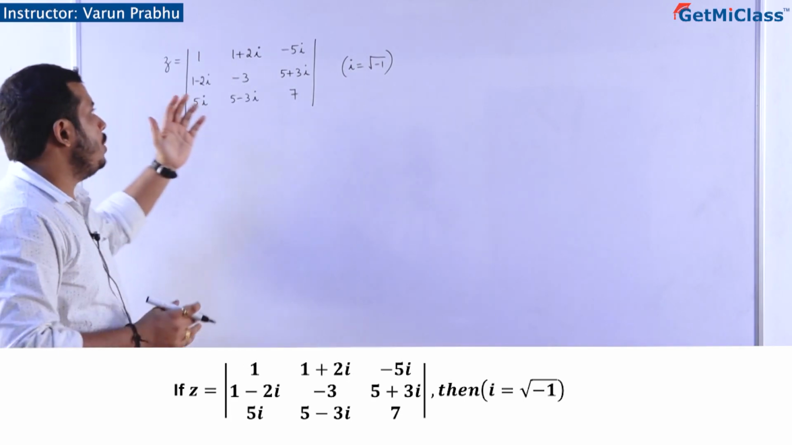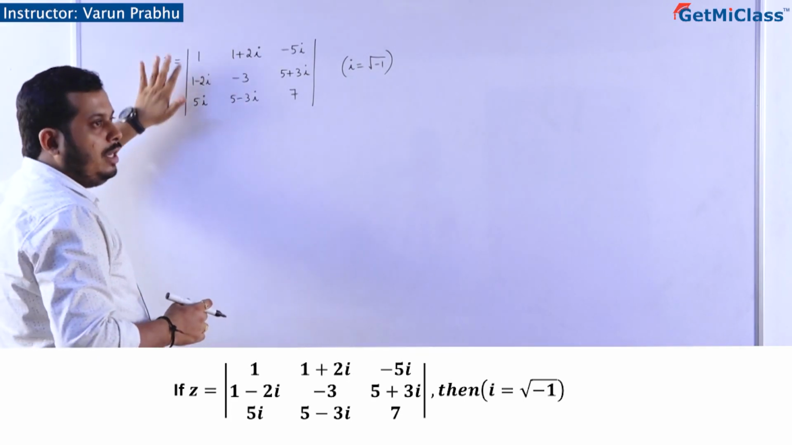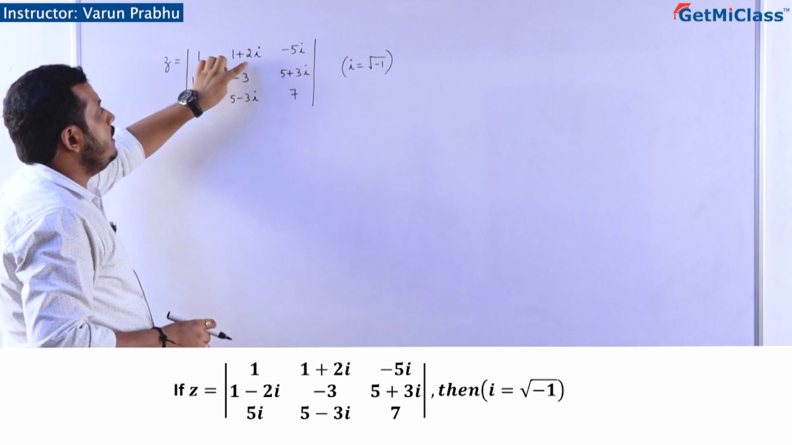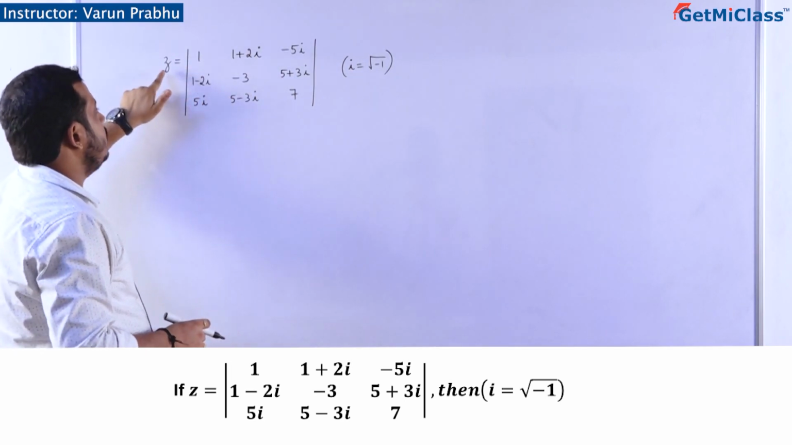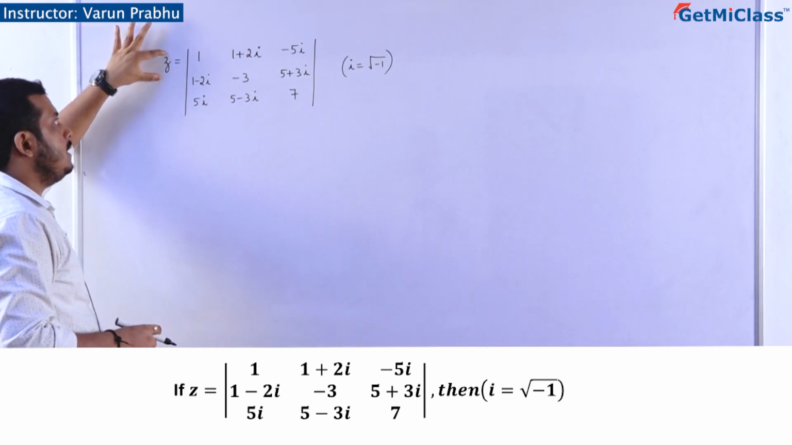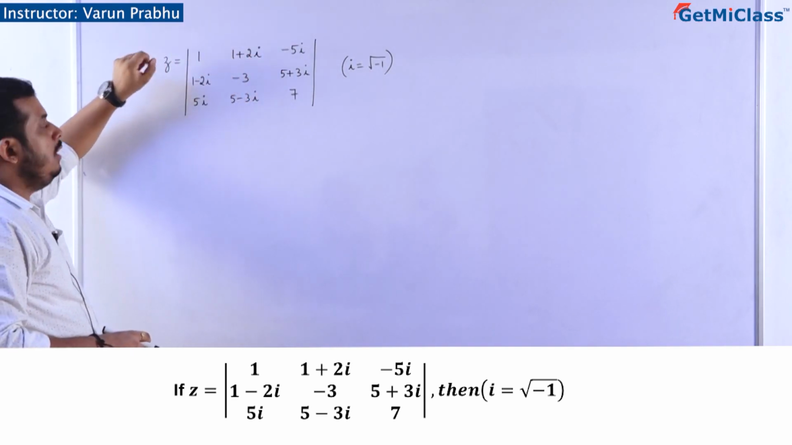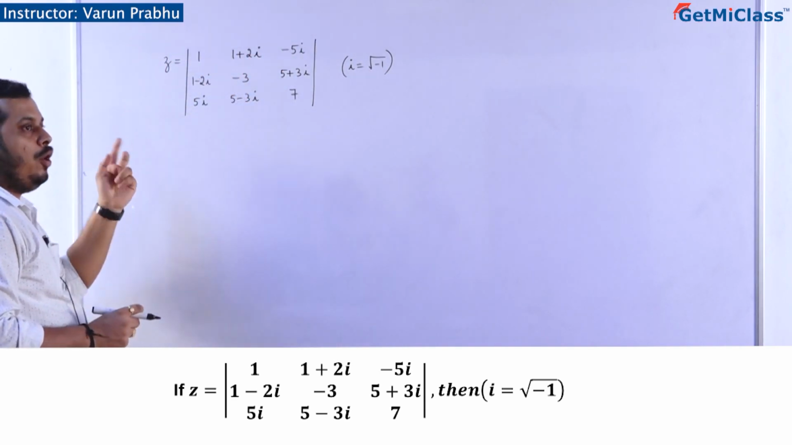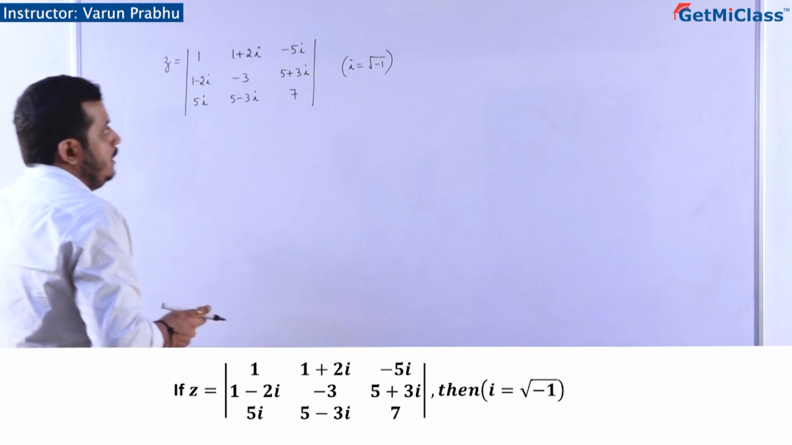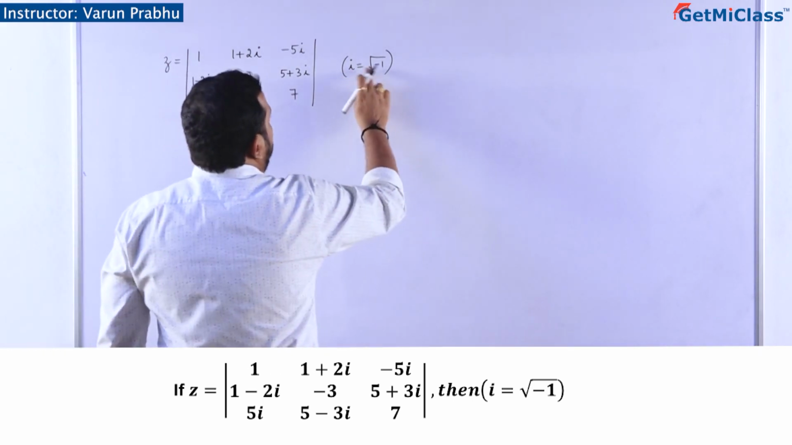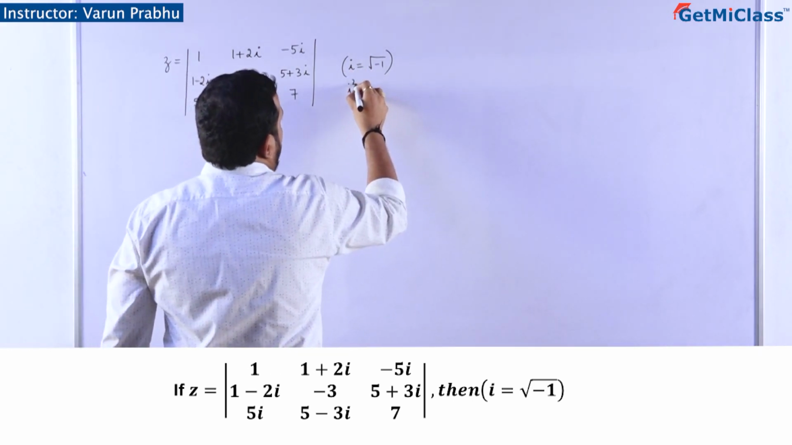So this is one more question asked from the multiple concept. All the entries are either complex numbers or real numbers. The question is asking, if this Z is the value of this particular determinant, then what is Z? Is it purely real, purely imaginary? It is also told in the problem that i is equal to root of -1, which we already know.